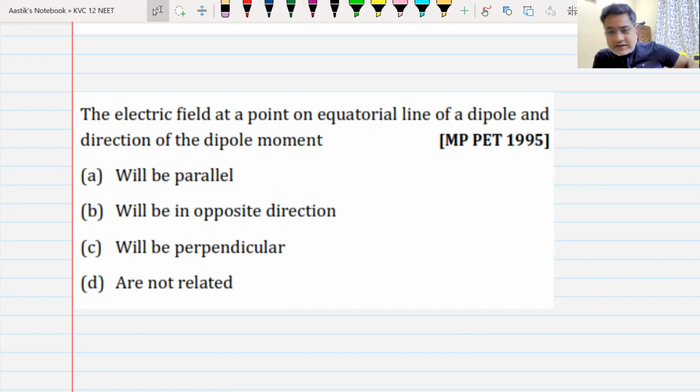What is the angle between electric field and dipole axis when the point is on the axial line and when it is on the equatorial line? Anyone remembers it? When the point is on the axial line, the electric field and dipole moment are in the same direction. But when the point is on the perpendicular bisector, they are in opposite direction. Please remember it. Well done, Abhiram.